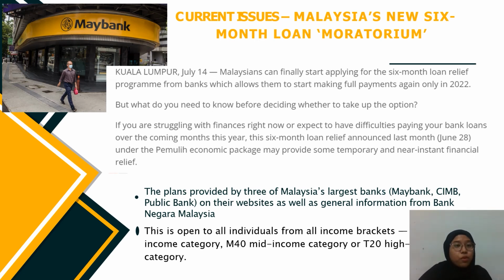The plan is provided by 3 of Malaysia's largest commercial banks, which are Maybank, CIMB, and Public Bank, on their websites, as well as general information from Bank Negara Malaysia. This is open to all individuals from all income brackets, which are B40 low income category, M40 middle income category, or T20 high income category.